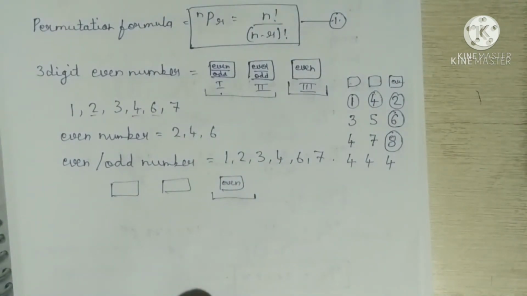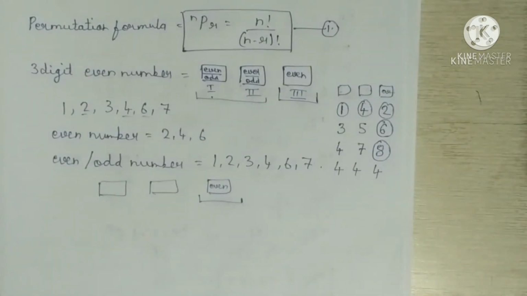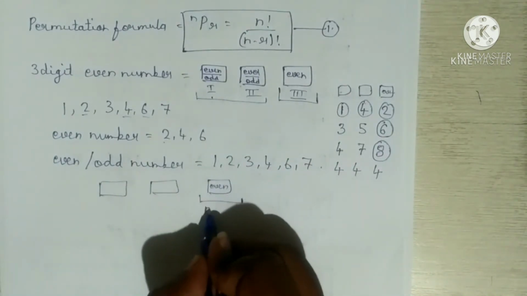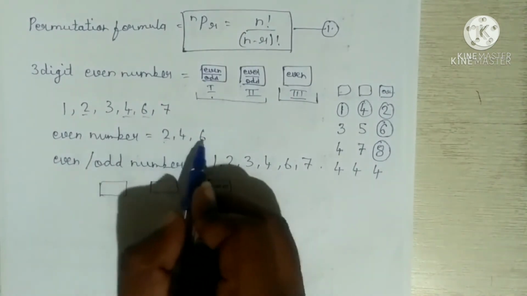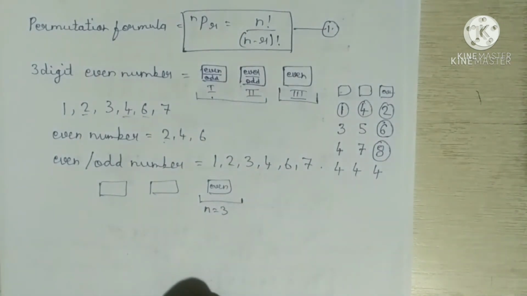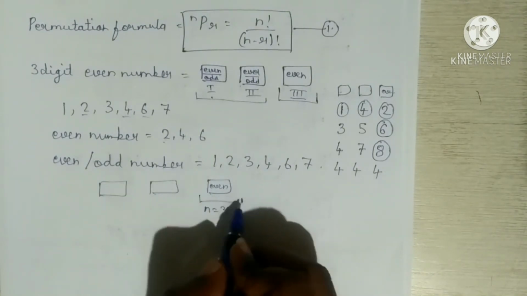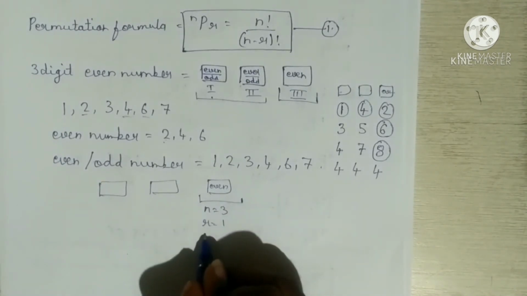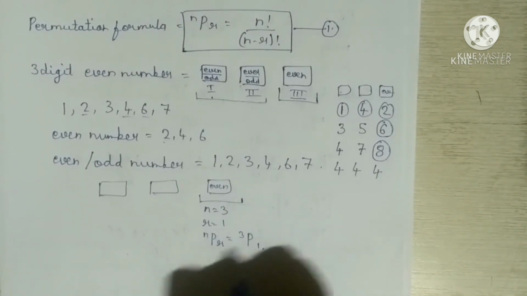Okay, to become even, the total number of even terms is 1, 2, 3. So N is equal to 3. In 6 terms, 3 terms are even. R, as R is nothing but the number of digits, the even digit should be 1. R is equal to 1, which is nothing but nPr is equal to 3P1.